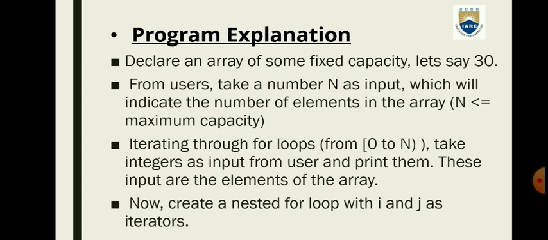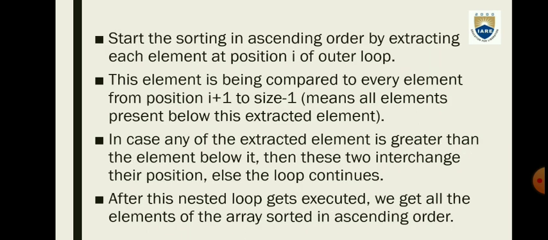Now create a nested for loop, that is, we have seen the nested for loop with i and j iterators. Start the sorting in ascending order by extracting each element at position i of the outer loop. This element is being compared to every element from position i plus 1 to size minus 1, meaning all elements present below this extracted element.